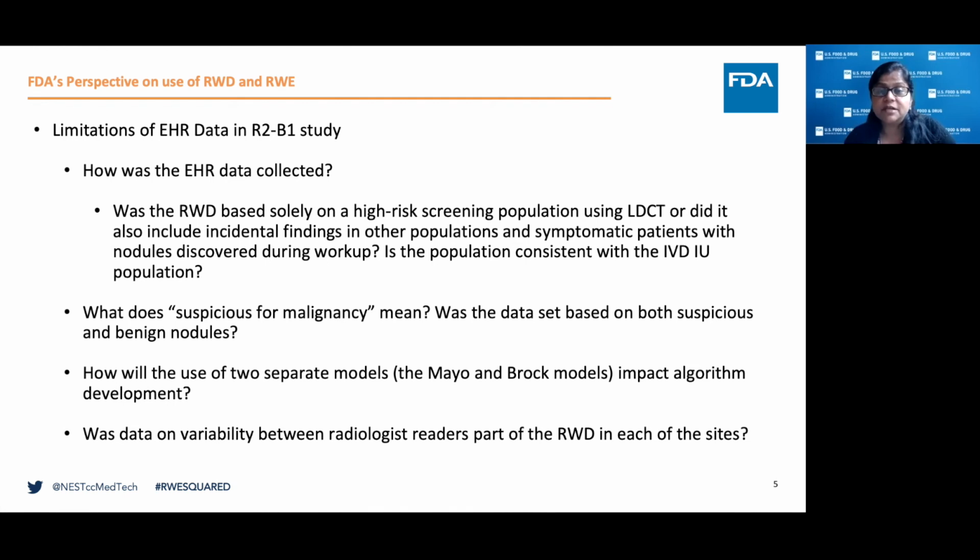Another question we had was with the use of the phrase suspicious for malignancy. So it has been used quite often in the proposal. What was not clear was whether the data set comprised both suspicious and benign nodules. I think that has been the case. However, this was not very clearly outlined.